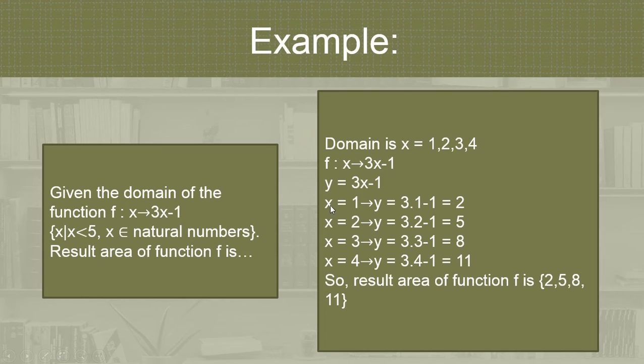X equals 1, then y equals 3 multiplied by 1 minus 1 equals 2. X equals 2, then y equals 3 multiplied by 2 minus 1 equals 5. X equals 3, then y equals 3 multiplied by 3 minus 1 equals 8. X equals 4, then y equals 3 multiplied by 4 minus 1 equals 11.